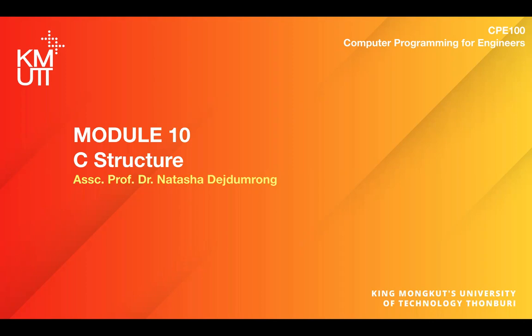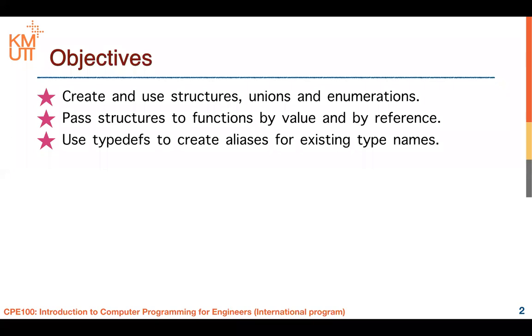Today we are going to talk about the next module, which is about the C data structure that will be used for creating records. Examples of records are an employee record or a student record. The objective of this study is that the student can create and use structure in general and union, which is a kind of data structure. And the last one is how we can create and use enumerations.